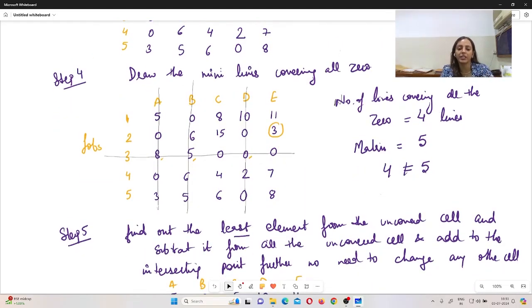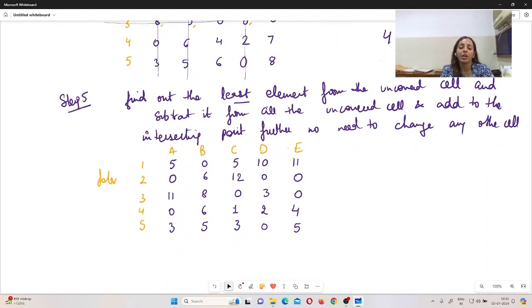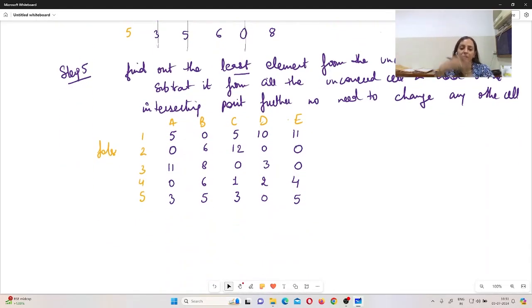We have made the matrix. Now we are doing the adjustment. Now we will find it again, the same step. Now what we have to do? We have to follow the same step. Repeat the step. Repeat the step means we repeat it in the same way. Now repeat the step, that means again we have to draw the lines, right?